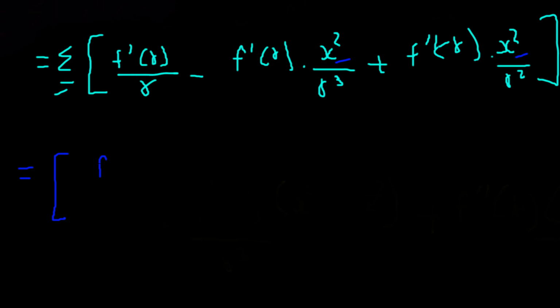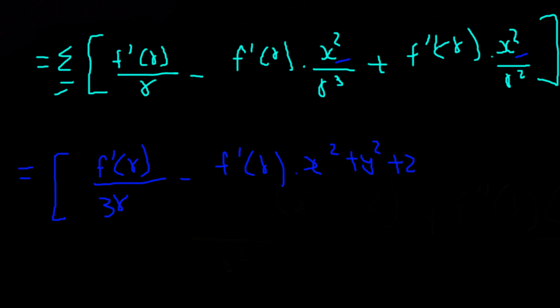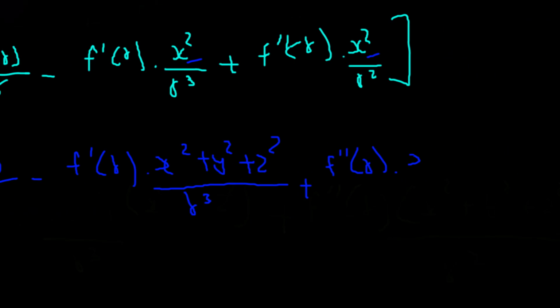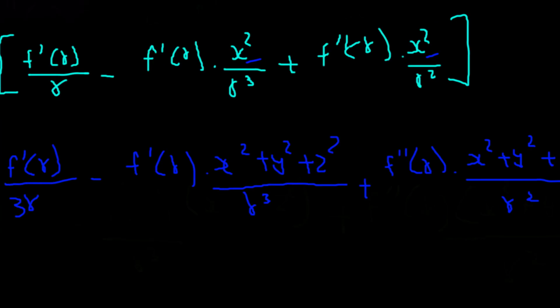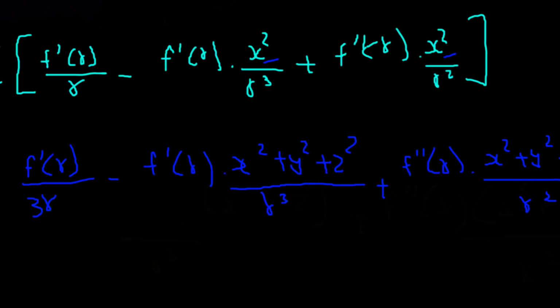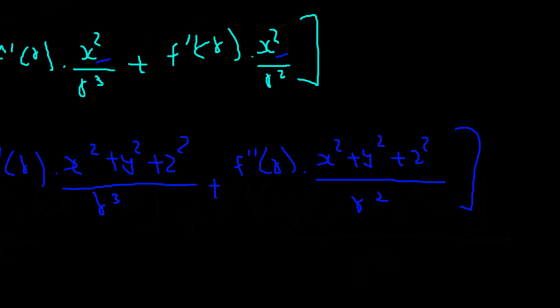Here it will be 3, since it's for x, y and z, it will be 3r, and it will remain that. Let's just put here x square plus y square plus z square, since the sigma sign is removed now, by r to the power 3 is there, plus here is f double differentiation r, and the same thing will happen for this also, x square plus y square plus z square by r square. Okay, now no need to put brackets, I guess, because the sigma sign is removed.